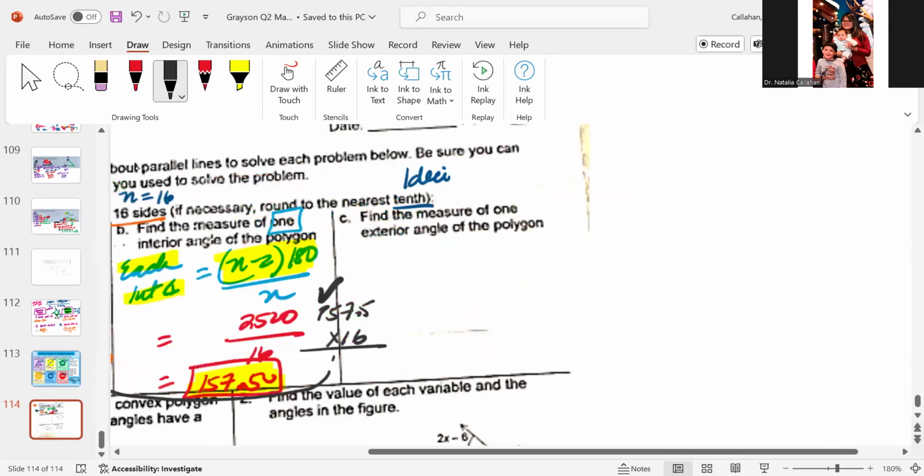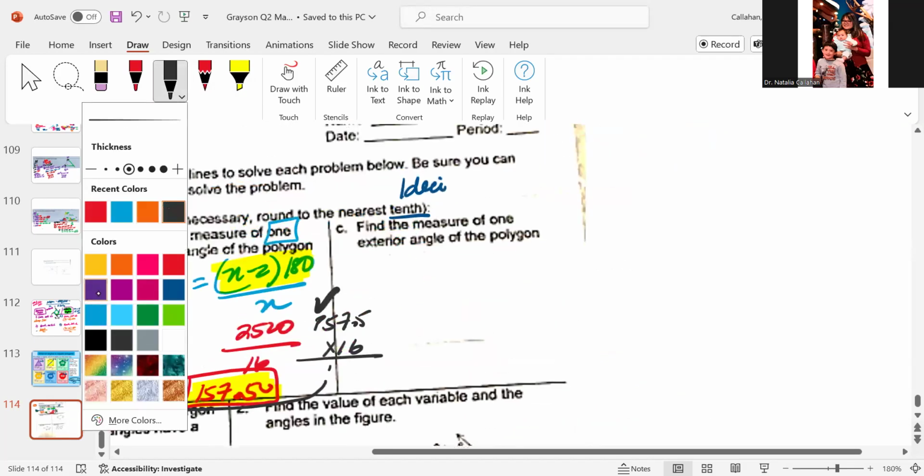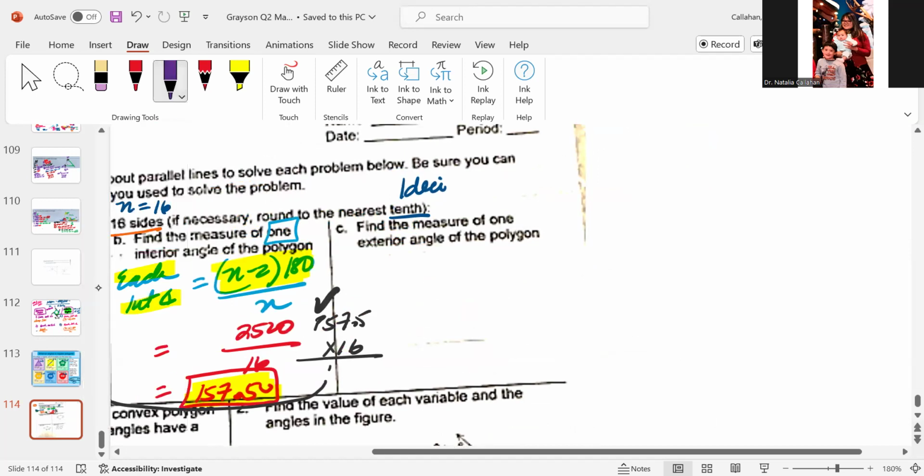Okay, C. Read, please. What does it say? Okay, find the measure of one exterior angle. Okay, each or sum? Exterior or interior? Exterior. Exterior angle. So is it 1, 2, 3, or 4? 2. So then what does 2 say? Each exterior. What's the formula? Okay, what's your n? 16. There you go. Is this now making sense what you have to do?